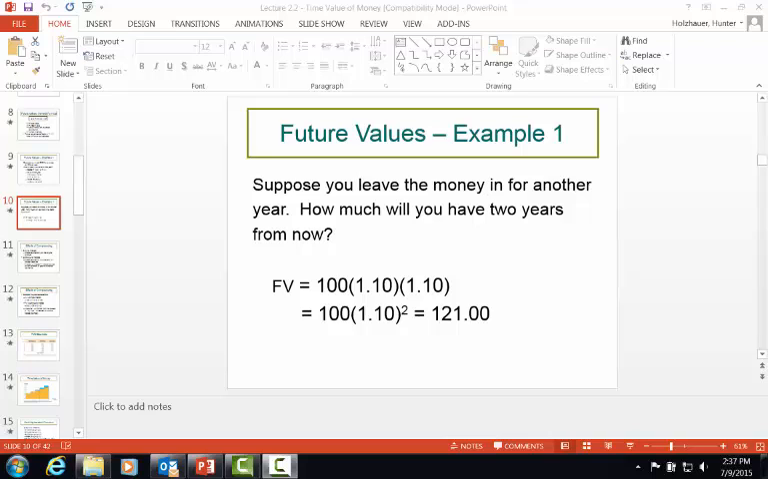Now ask yourself real quickly, what if we held that original investment for 2 years? How much money would we have there? We had started with 100, we went to 110. What would we have at the end of year 2?